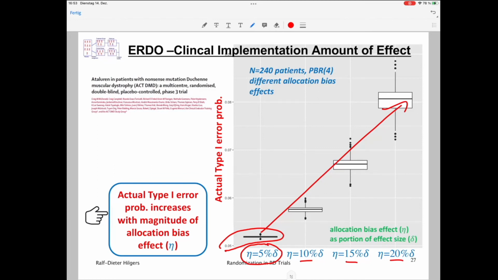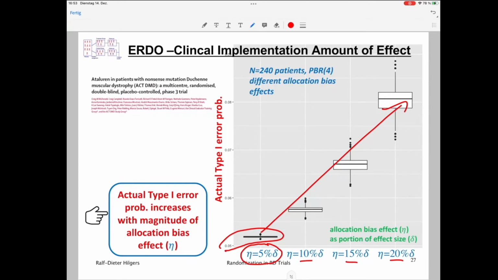Well, we can discuss how much allocation bias would be reasonable. I'm working with 5% because at a conference, some of my colleagues were very friendly and said that is too much allocation bias, too much effect. So I will be very conservative, 5%. 5% of the treatment effect is attributed to allocation bias. What is the effect on my trial? You see that the actual type 1 error probability increases with the magnitude of the allocation bias effect, eta. And now the question arises, can we do better?